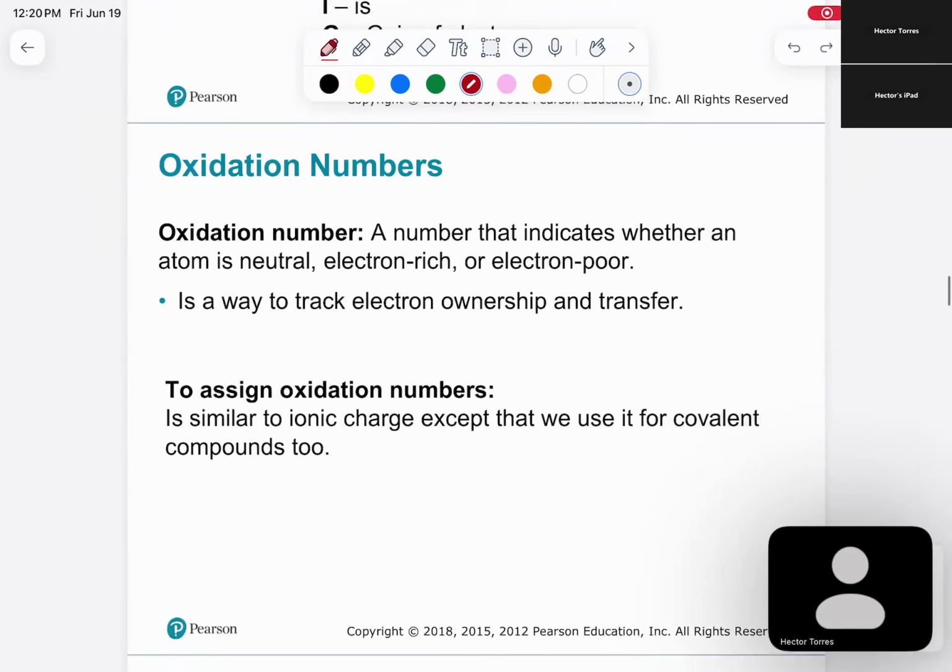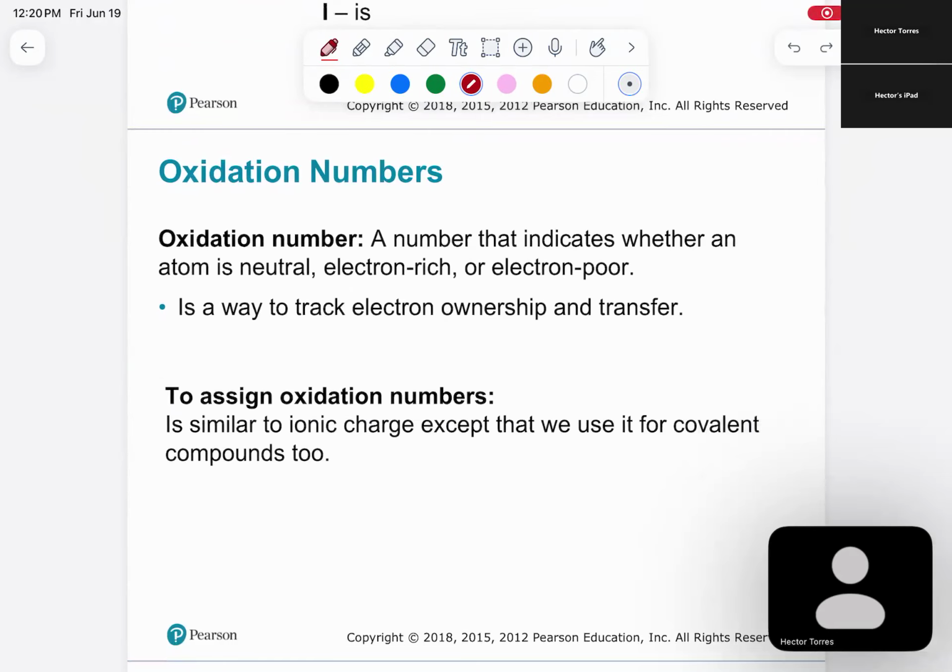One of the first things that we need to do is be able to assign oxidation numbers. This is a number that indicates whether the atom is neutral, electron rich, or electron poor. So it is a way to track electron ownership and transfer. This is going to be very similar to when we used to assign charges. It's a similar concept. However, this one has different rules so that we can tell which one is gaining or losing electrons in a molecule.